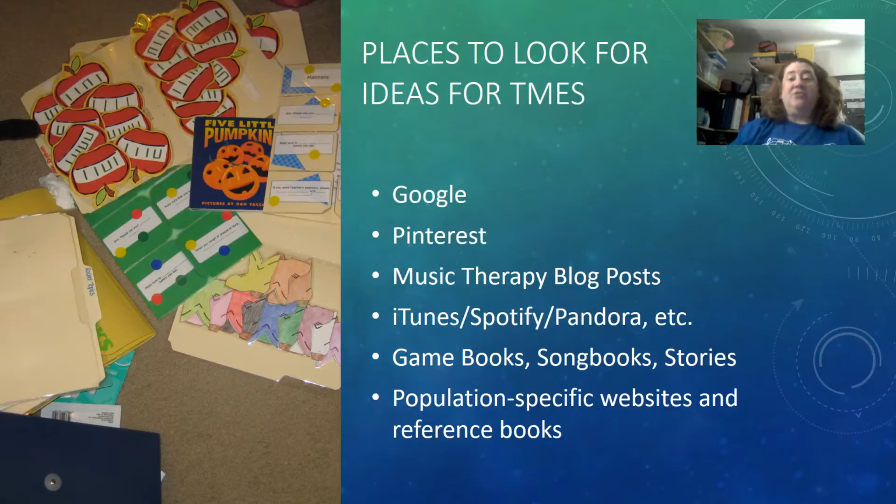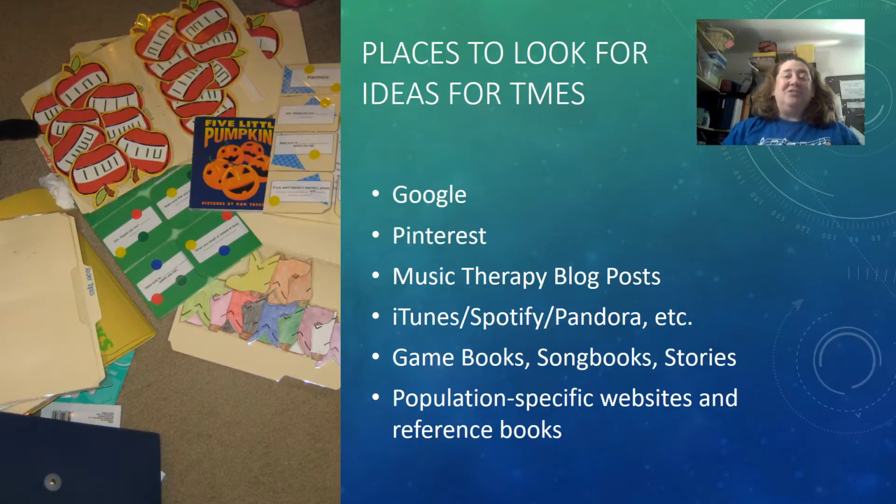iTunes, Spotify, Pandora, etc. You can find music. You can search by keywords a lot of times and find 100 songs that have to do with winter. Game books, songbooks, stories, etc. And then population-specific websites and population-specific reference books may also give some ideas to look for therapeutic music experiences.